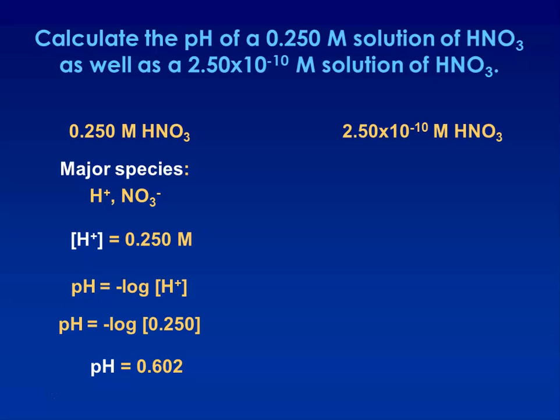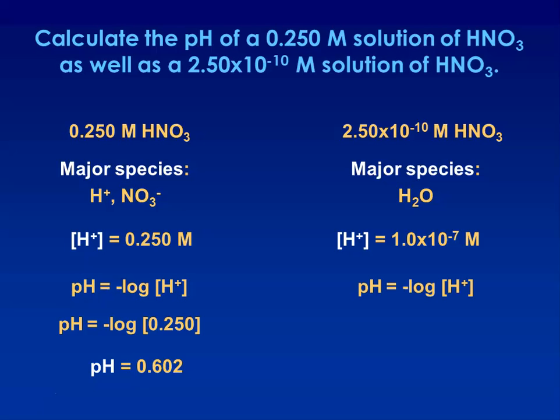With my 2.50 times 10 to the negative 10th molar solution, water is going to be my dominant species. So my hydrogen concentration will be half of water's Kw, 1 times 10 to the negative 7th. And if I take the pH of that value, I'm going to get that that solution is neutral. So you cannot, again, have a pH greater than 7 for an acidic solution, but if you have a very, very dilute strong acid, water is going to determine the pH, which will make it be neutral.